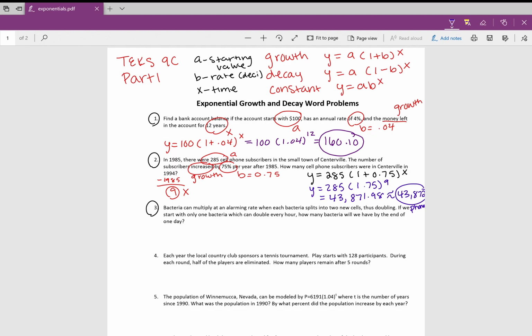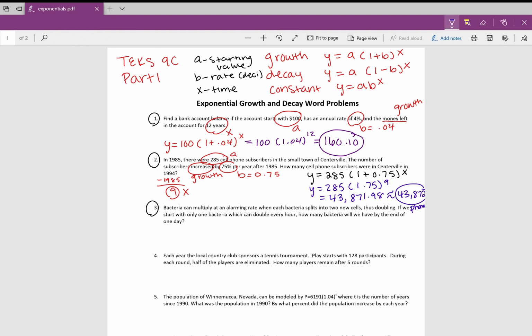43,872 phones, because we rounded up. So in 1985, 9 years ago, compared to 1994, there were only 285 phones, and now 9 years later, 43,000 people have phones. So this was definitely a growth.